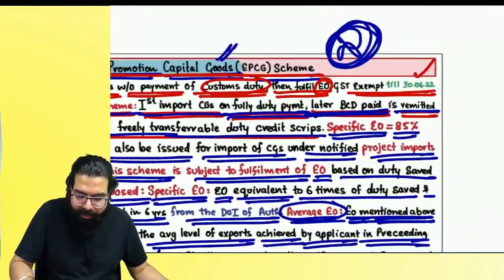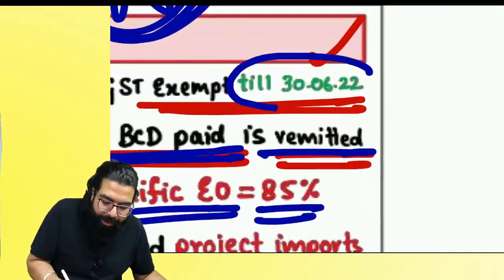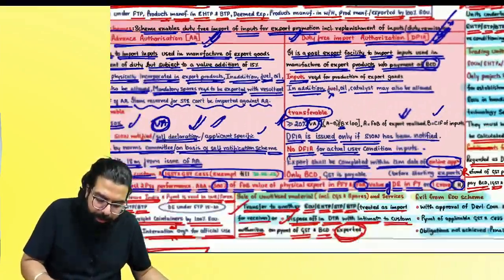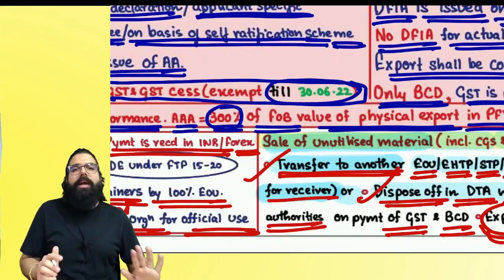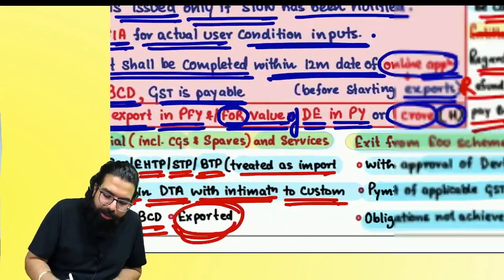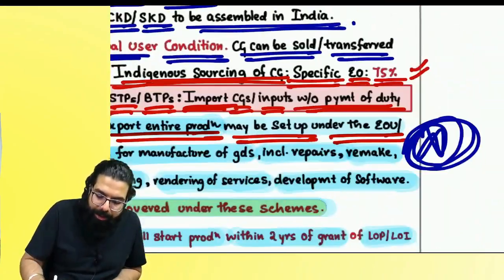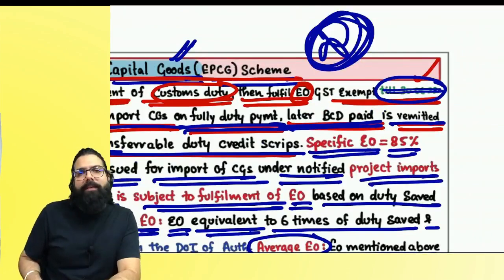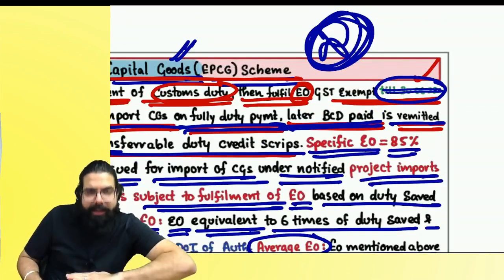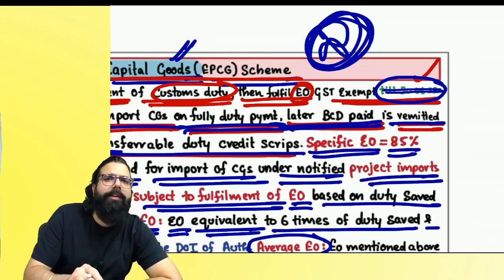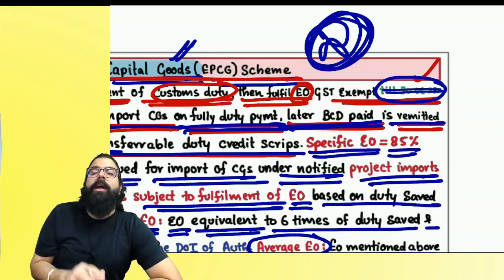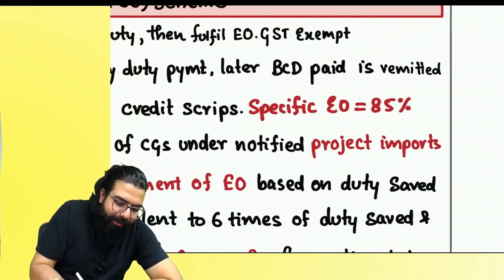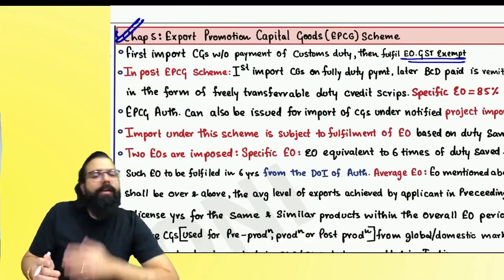Earlier, IGST and GST compensation cess on these three schemes were exempted only till 30th June 2022. Now they have deleted this line. All these three points have been deleted, and hence, if you are importing under these three schemes, the date of 30th June has been deleted. And when they have deleted that date, it means, sir, that now IGST and GST compensation cess is exempted forever.